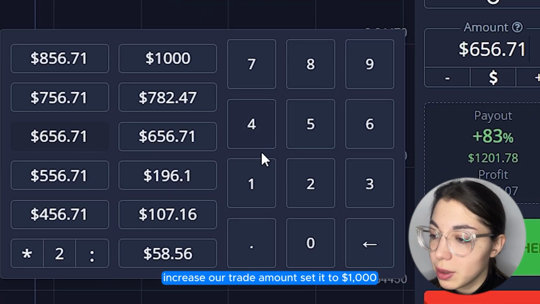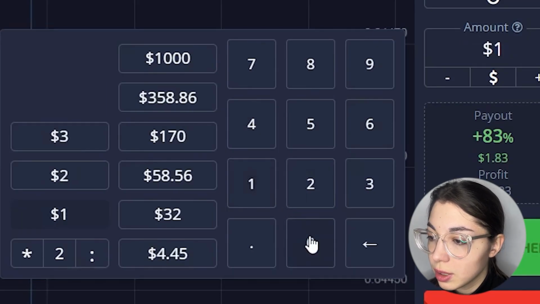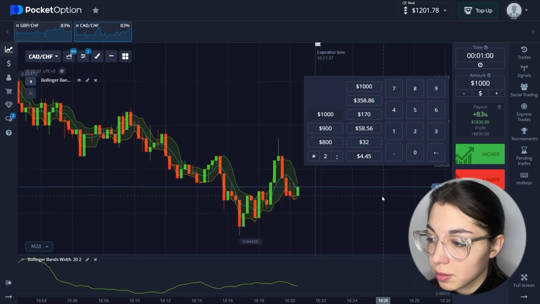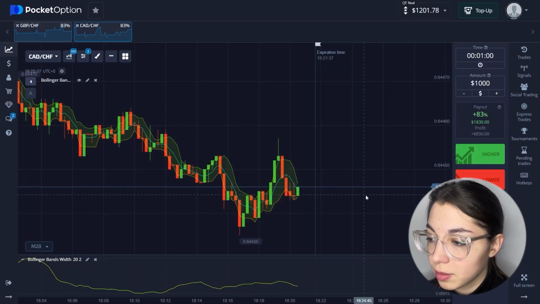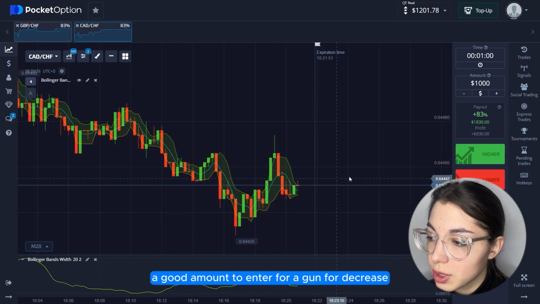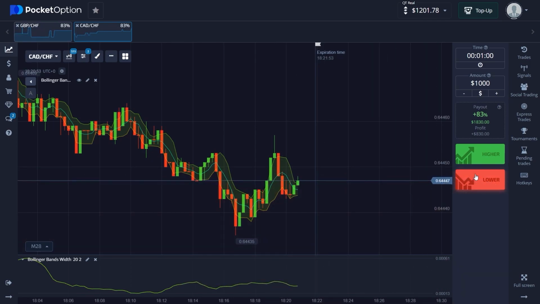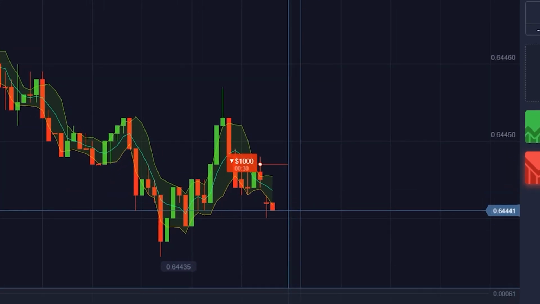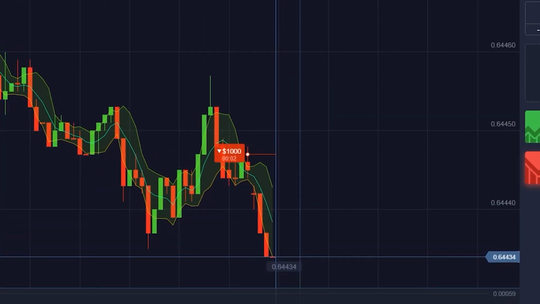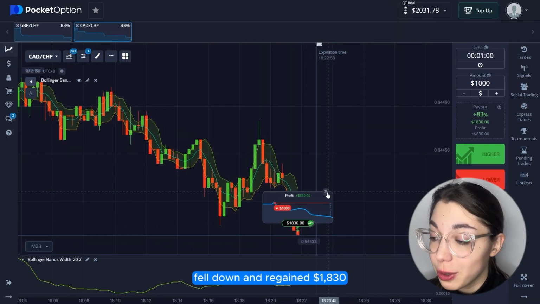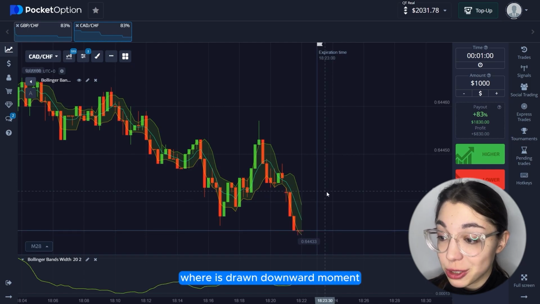Let's increase our trade amount, set it to $1,000. The price has risen higher, a good moment to enter. We are going for a decrease. Excellent, the price sharply fell down and we gained $1,830. Very strong downward movement.